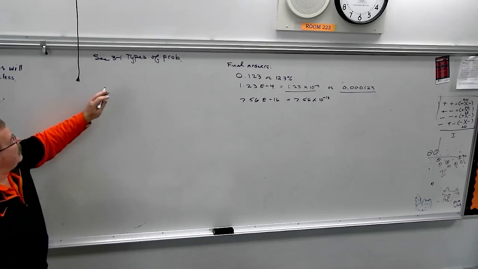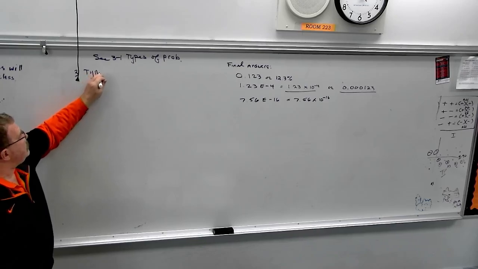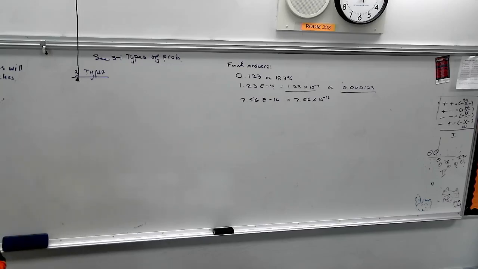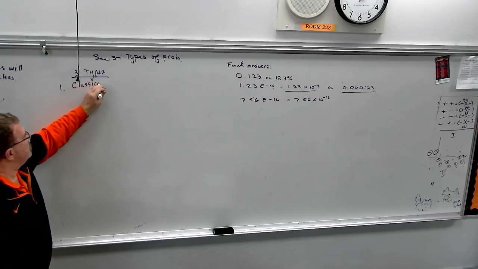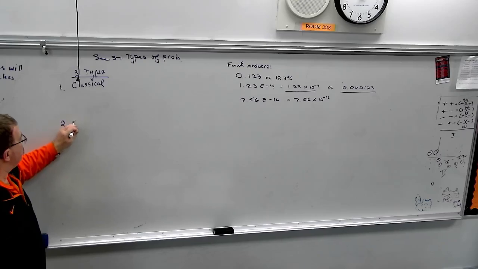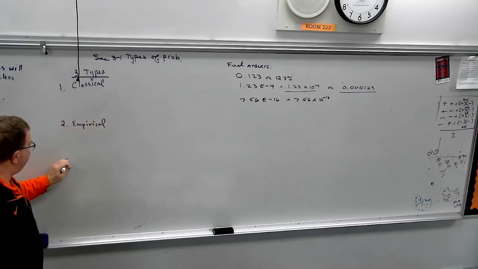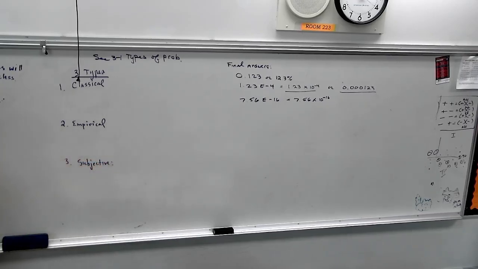All right, well, let's talk about types of probability. There are 3 types. A lot of your test over this unit is I just give you scenarios and you tell me what kind of probability it is. The 3 types are what we call classical, empirical, and subjective. So these are the 3 types of probability. Let's talk about classical first.